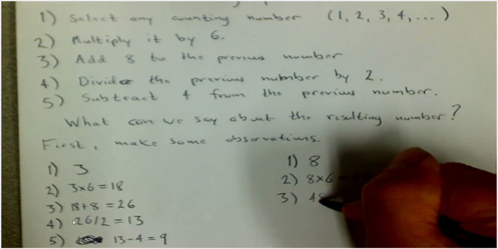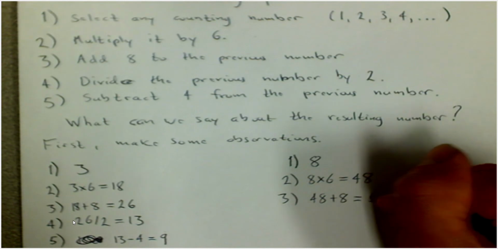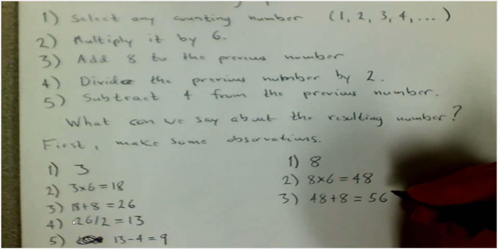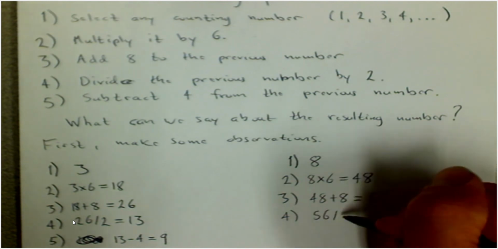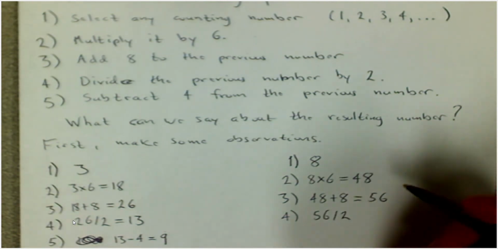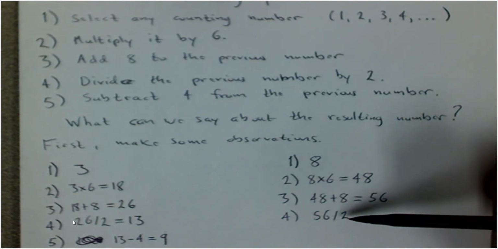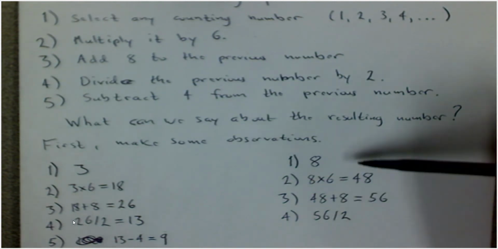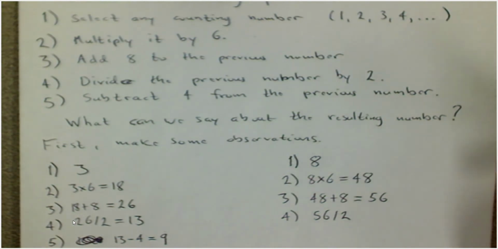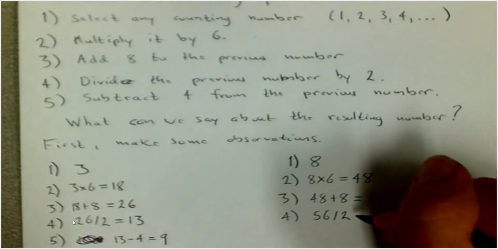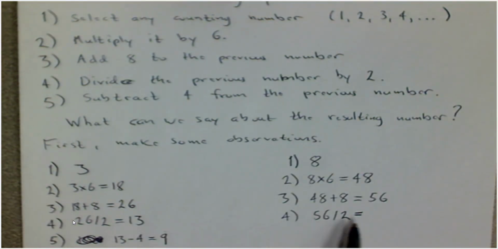48 plus 8, well, that is 56, I think. Right. Add 8 to the previous number. Divide the previous number by 2. For 56 over 2, interestingly, this is always going to be a whole number when you divide that by 2, because I've multiplied by 6, and that'll always be a factor of that. One observation to make, but not really the observation we're after. But this will always be an even number, so it'll always produce a counting number.